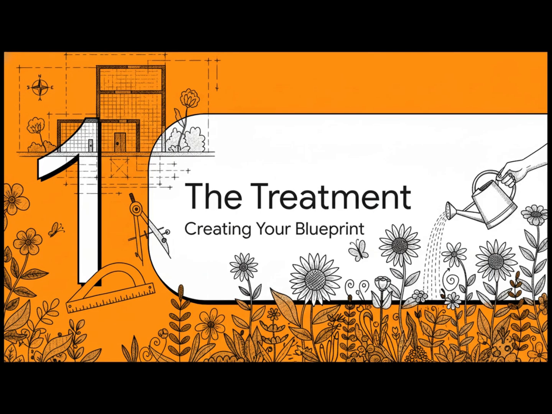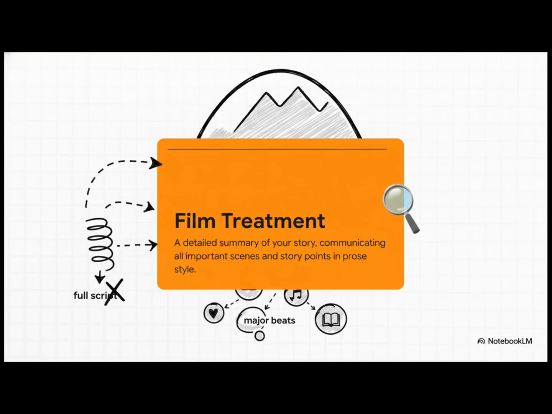Okay, first up, the treatment. I want you to think of this as your essential blueprint. This is your chance to really map things out, whether you're a super planner architect or a more go-with-the-flow gardener. So what exactly is a treatment? Well, it's basically a detailed summary of your entire story. You're not writing a full script with dialogue or anything, you're just telling the story from beginning to end in regular prose, making sure to hit all the major scenes, the big turning points, and the emotional beats.